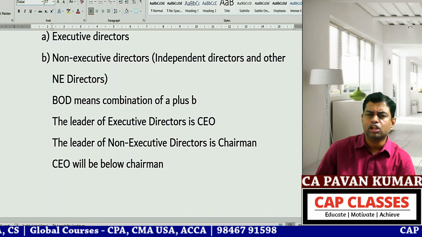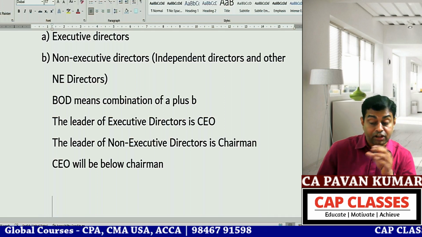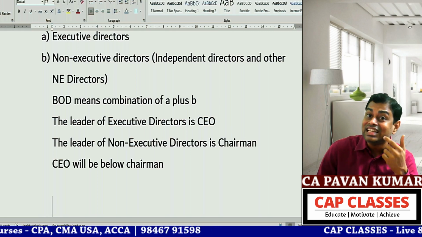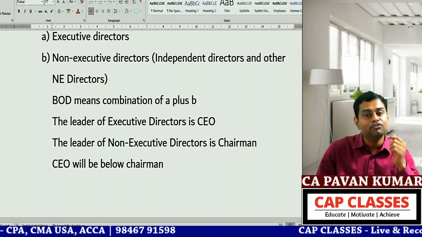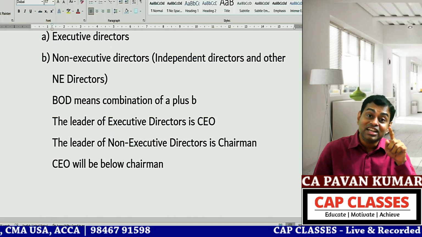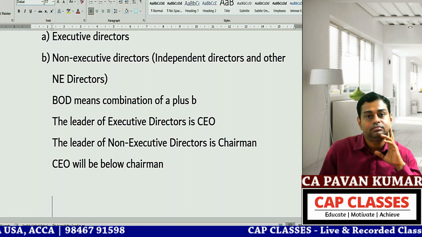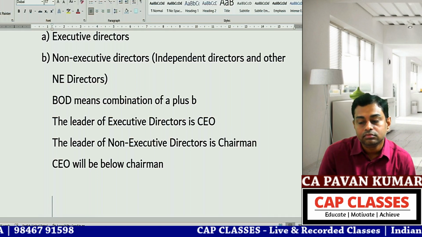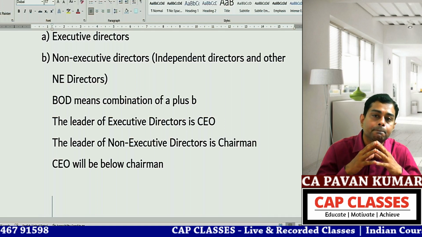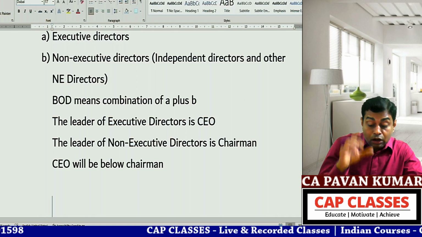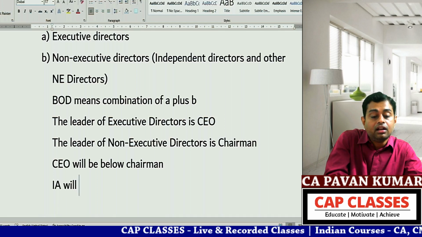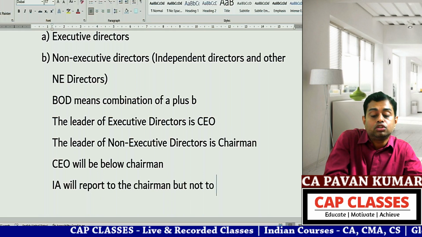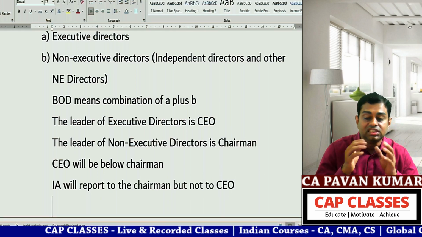Okay, now the chairman is also Mr. Chandrasekharan, that is a different story. But for your understanding, I am telling you. Like for your understanding, Satya Nadella, CEO. But the chairman or president will be someone like Bill Gates. Obviously, Bill Gates will be one step above Satya Nadella at Microsoft. Okay, so now if you understand the story, the internal auditor will report to the chairman but not to the CEO. This is the story.